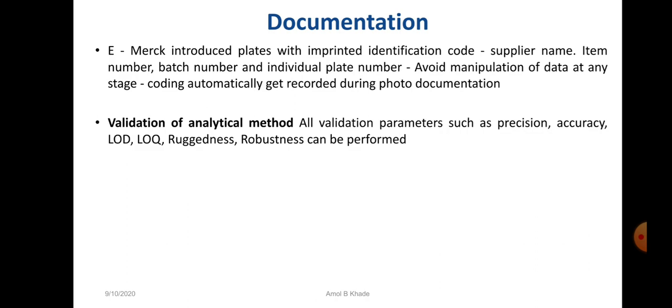This documentation is usually required as per the ICH guidelines to assess various parameters like precision, accuracy, limit of detection, limit of quantification, ruggedness, and so on. And then we can also have the author contact information.